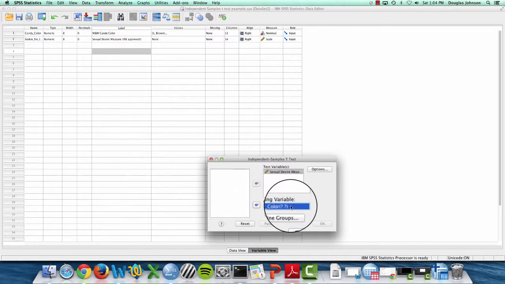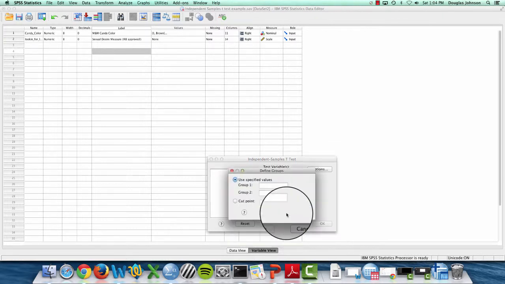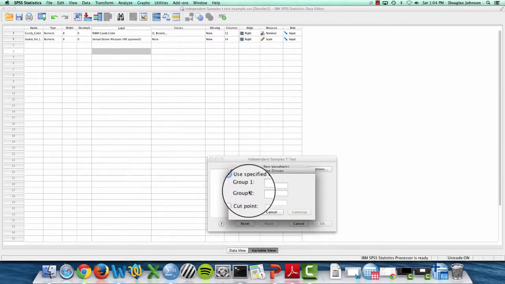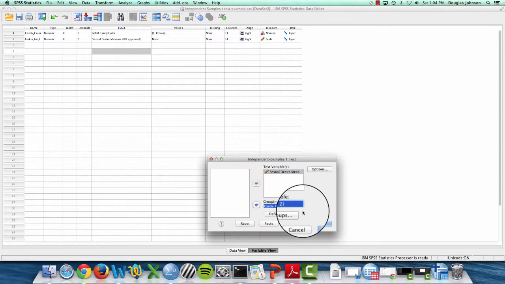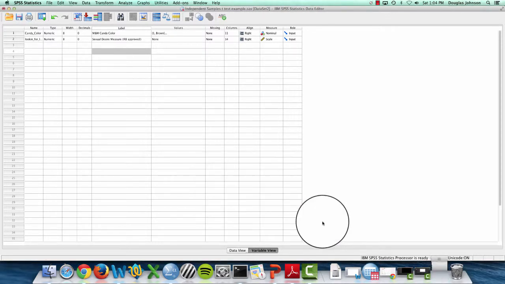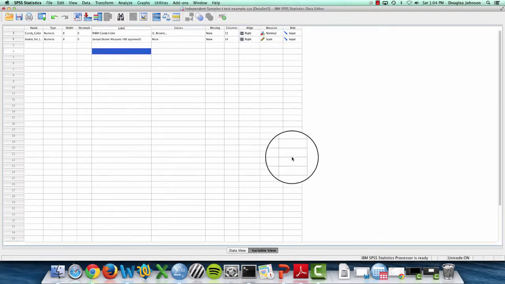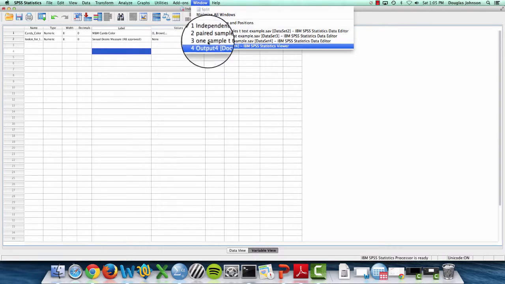Okay. And because you could do a t-test on a variable that has many different levels and values to it, SPSS needs to tell you what the two groups are in terms of the specified values in the data set, even though in this case there were only 2 to choose from. We still have to tell it. So we had group 1 as being a 1 and group 2 as being a 2. Continue. Okay. Let's go over to our output.